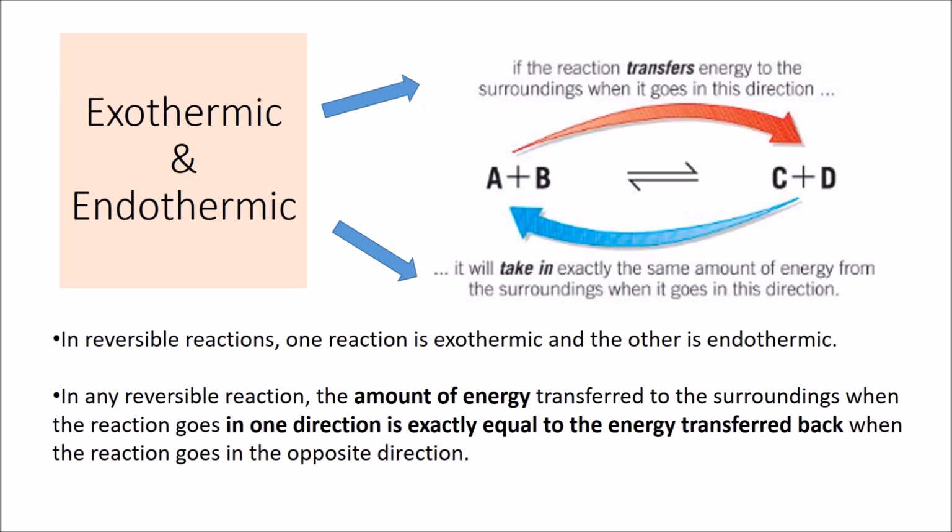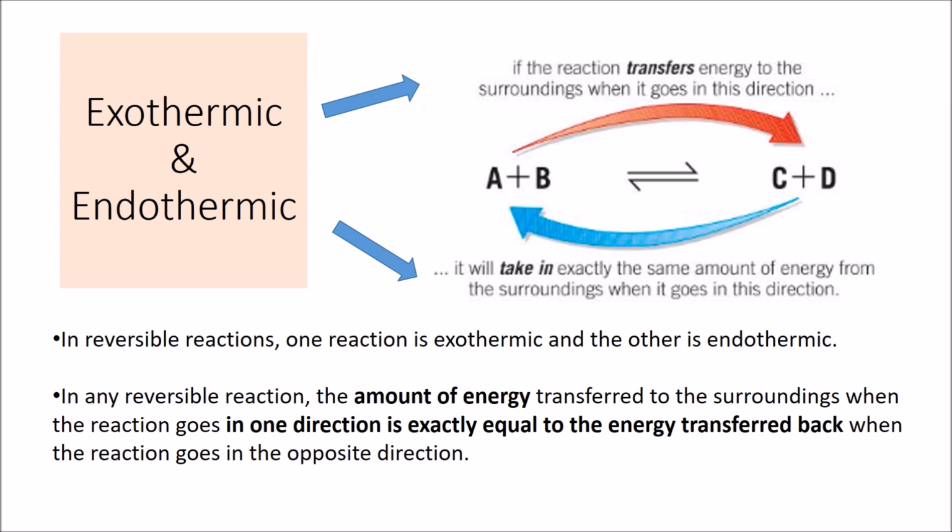So it will then take in the exact same amount of energy from the surroundings when it goes in this direction. So if A plus B starts with 100 joules of energy, in the reversible reaction at the end, when it remakes A plus B, it will have 100 joules of energy again. So even if it loses 50 joules of energy in an exothermic reaction, it will then have to gain 50 joules of energy again in the reverse in order to remake the reactants.